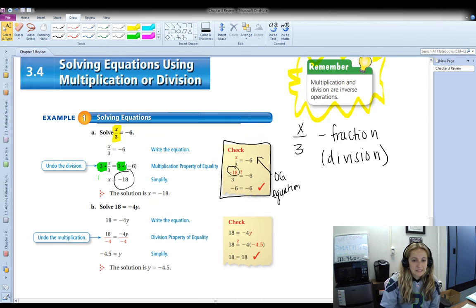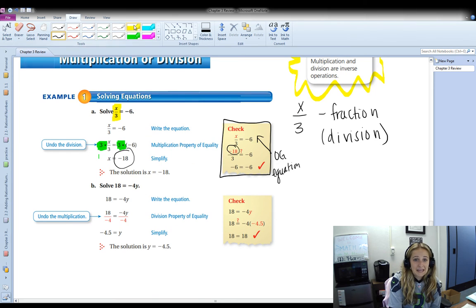Let's look down to B. So B, again, oh, look at this one. The variable's on the right. So don't get in the habit of always thinking the variable's on the left because it's not always that way. So the variable's on the right, okay? So we want to pay attention to the right side.